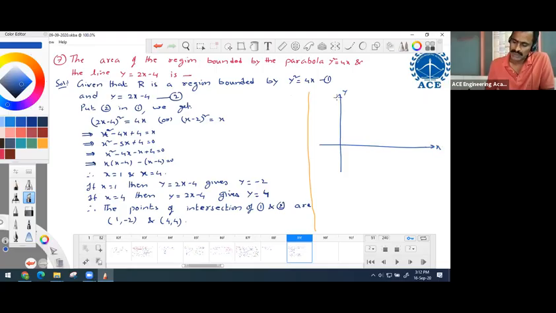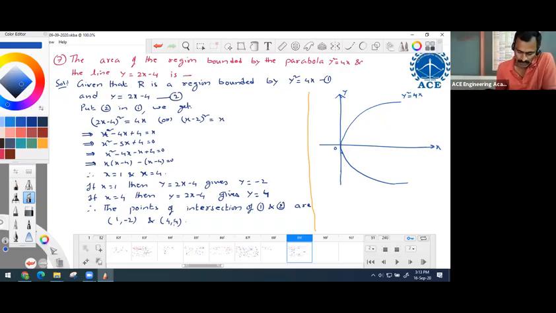X-axis, y-axis. y square equal to 4ax form only. It is a parabola. The other curve is a line, a straight line only. Now this straight line intersects this y square equal to 4x at 2 points.